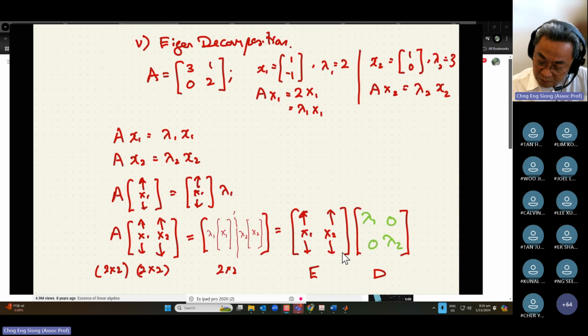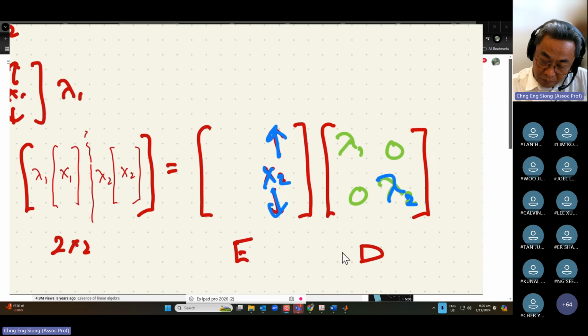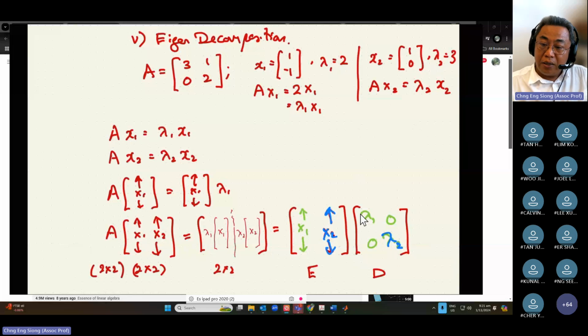And now you will see that I'm going to use blue. So now you can see blue. So now I want to do green. I should do green first. What do you just see, guys? Lambda 1 times the first column, right? 0 times the second column. So I get back A x1, I mean, I get lambda 1 x1.